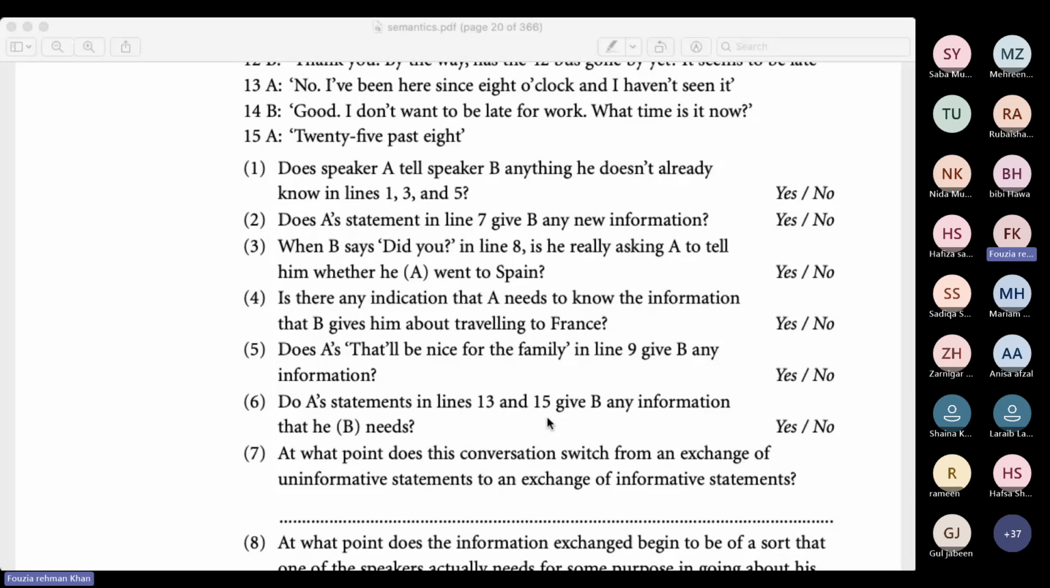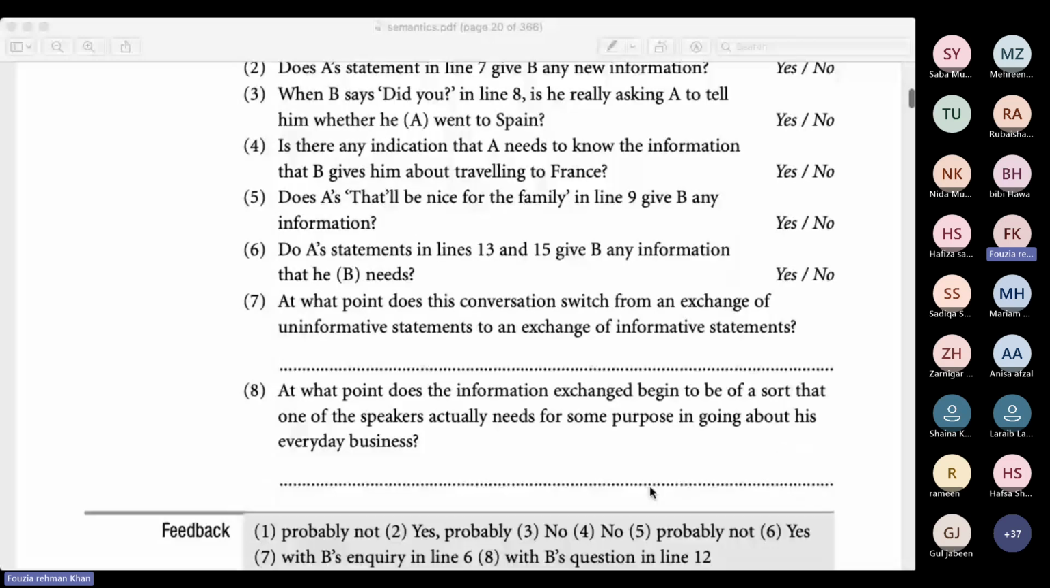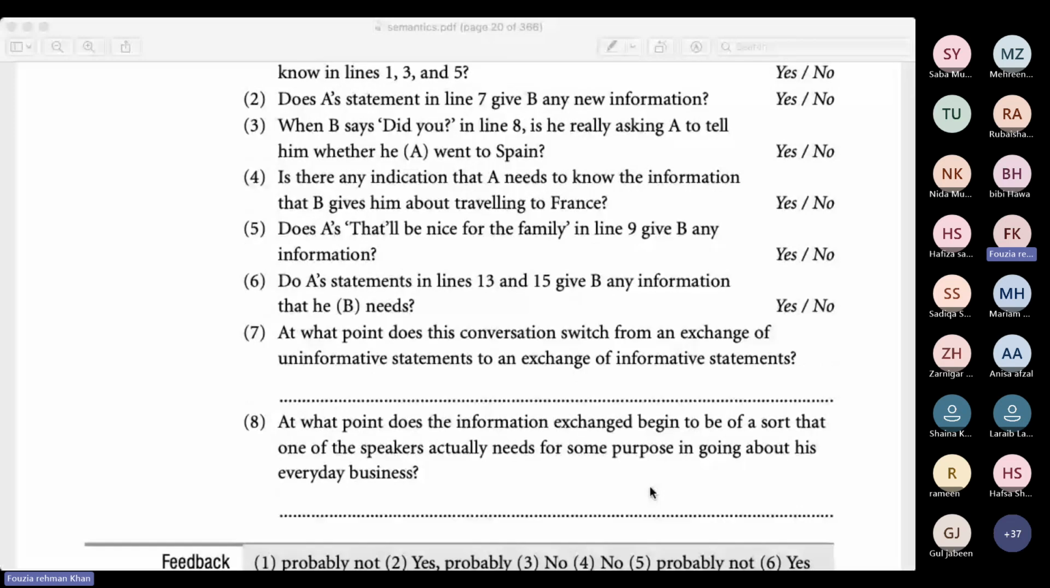So this is information. And in line number 15, "25 past 8." This is also information because they are asking about the time. At what point does this conversation switch from an exchange of uninformative statements to an exchange of informative statements? I would like you to take 2 minutes and answer this question. At what point does the information exchange begin to be of a sort that one of the speakers actually needs for some purpose in going about his everyday business?